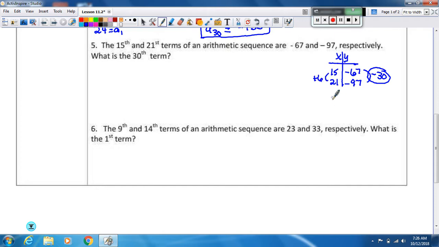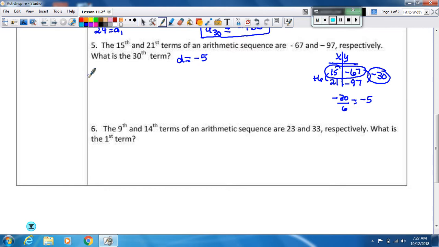So the common difference, or the slope, is change in y over change in x. Negative 30 divided by 6 is negative 5. The common difference is negative 5. So now what I want to do is I usually just pick the first one they give me, so 15 and negative 67, and I start plugging values into our general formula.